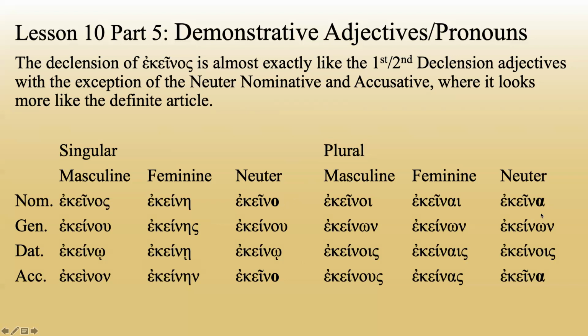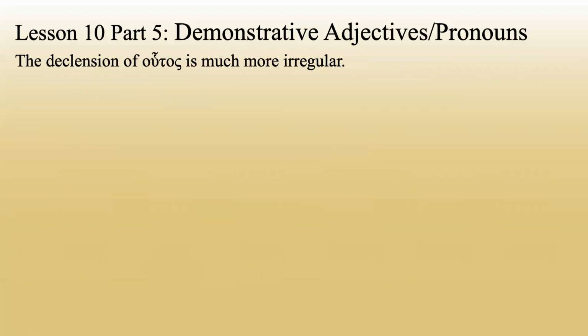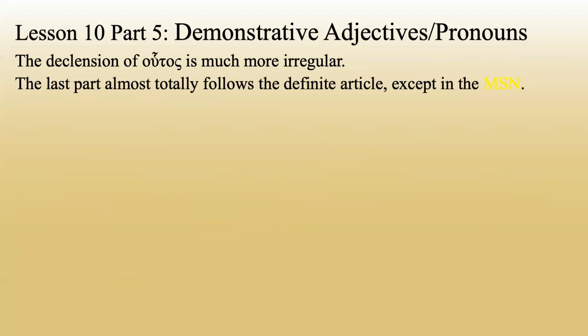Now over here we do have the alphas just like normal. That's sort of normal anyway. Same way that the definite article does it, same way that the adjective does it. So nothing too weird over there. All right, now houtos, unfortunately, is much, much more irregular. It is probably one of the most irregular words you will ever see.